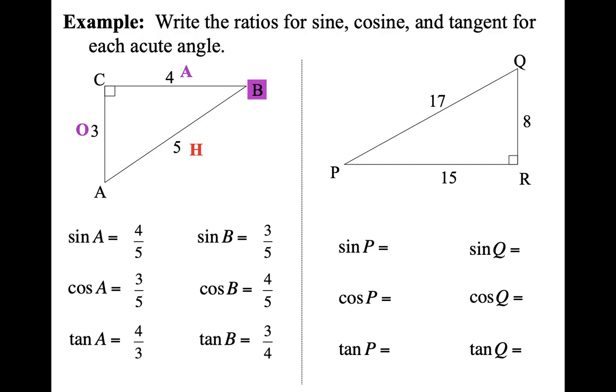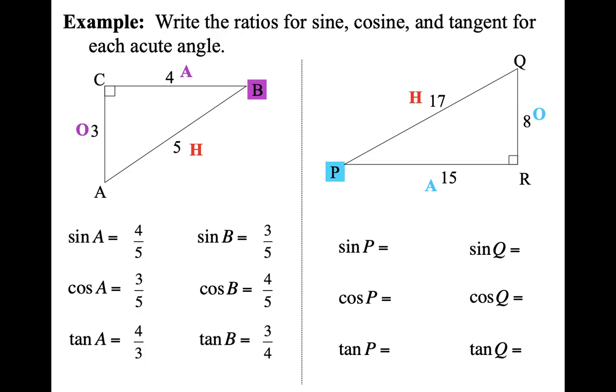And the reason for that is they're all part of the same right triangle, so they have the same side length measurements. Okay, let's go ahead and go on to the second triangle. We're looking at triangle PQR. Our first angle that we're going to focus on is P. And so from the perspective of P, the opposite leg is 8, the adjacent leg is 15, and the hypotenuse is 17.